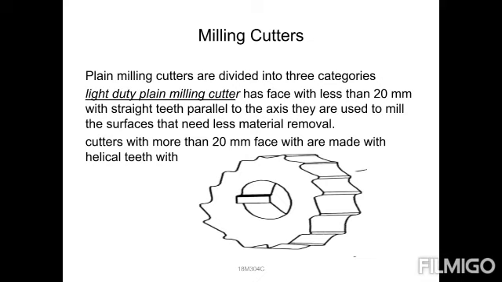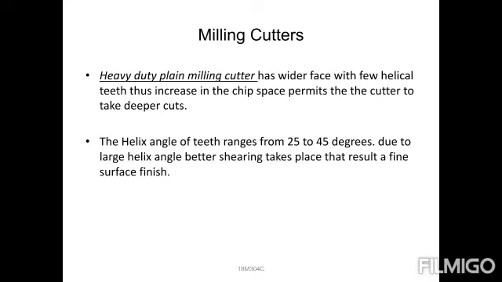Need less removal, so it means only the thickness of the tool, which is 20 mm only. The cutter with a face of more than 20 mm is made with helical teeth. So it is also a second type of cutter with more than 20 mm teeth. The teeth will not be straight, they are in a helical position. Helical means they have an angle of more than 45 degrees, up to 56 degrees also.